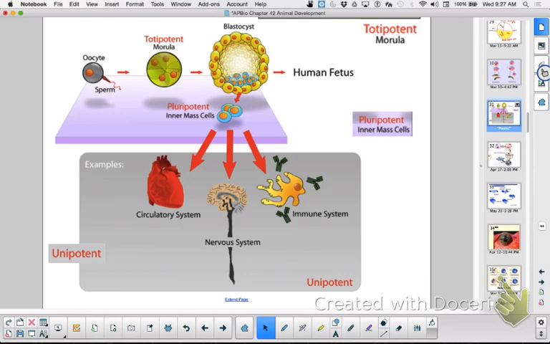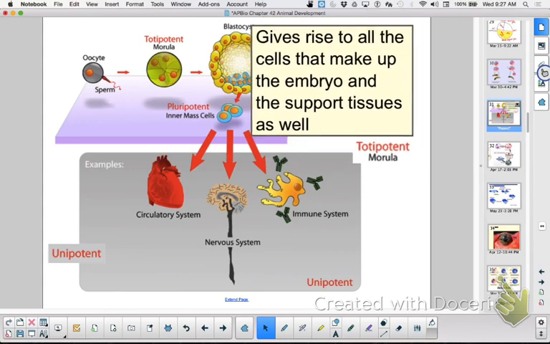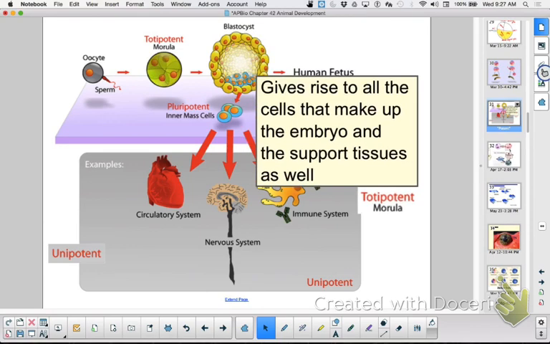Now, you're at the blastocyst or a blastula. And you remember I told you in humans, inside the blastula will be an ICM, inner cell mass. This inner cell mass right here is going to become different structures. It doesn't have full developmental potential. Totipotent gives rise to all the cells. The totipotent morula gives rise to all the cells that make up the embryo and support the tissues as well. So it's everything. You can create a whole new organism from that.